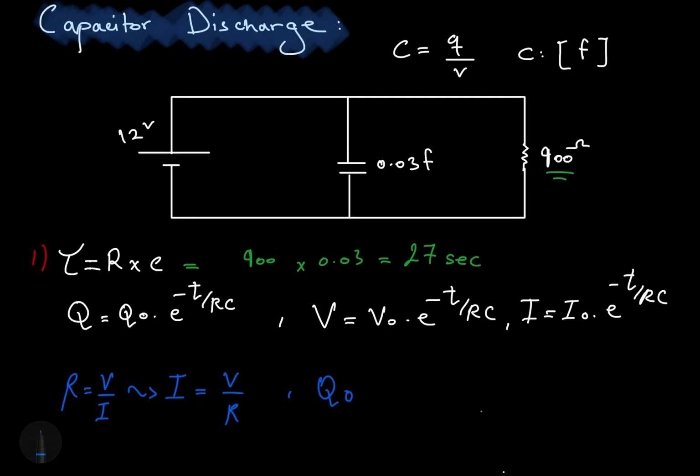And Q0 is usually found simply by multiplying the capacitance of the circuit by the voltage of the circuit. Now, t here stands for time. So usually what they do is you can graph time.